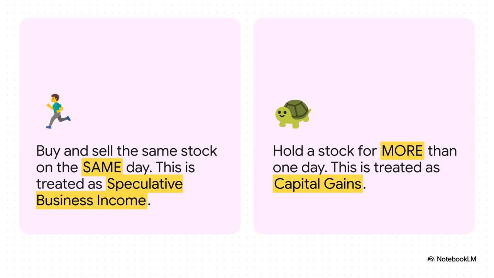On one side, you've got intraday trading. That's when you buy and sell a stock on the exact same day. That gets treated as speculative business income, and it's taxed at your normal income rate. But if you hold that stock for more than a day, it falls into the capital gains bucket, which has its own set of special tax rates. Now, for our purposes today, we are focusing entirely on capital gains from these delivery-based investments.